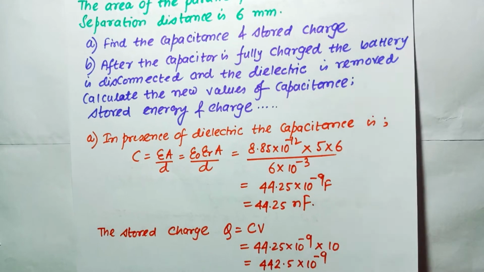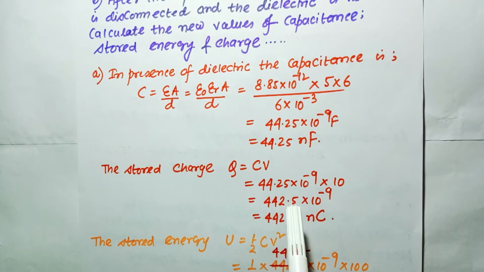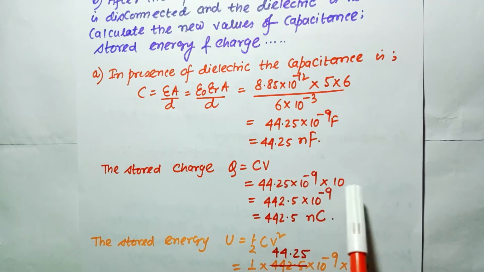Now the stored charge: Q is equal to CV, as we all know. So we have the C value of 44.25 nanofarad times V is equal to 10 volt. So we will get 442.5 nanocoulomb.